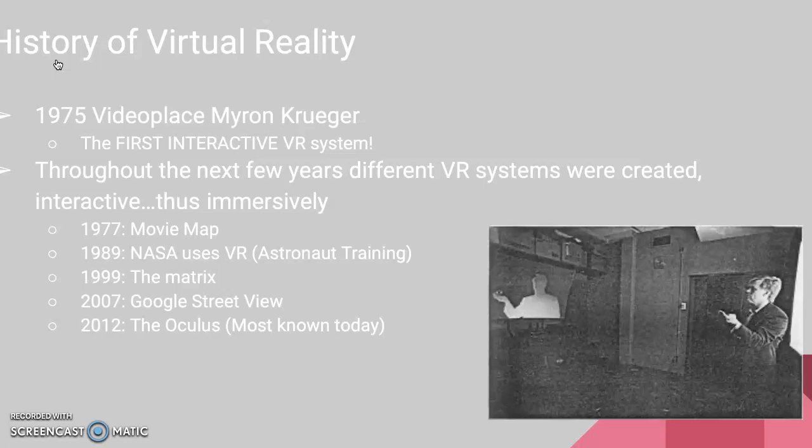Throughout the next few years, different VR systems were created. They were all interactive and immersible, which is what we're talking about today. The top ones from 1977 to 2012 were the Movie Map, NASA using the VRs for the astronaut training, the Matrix movie, which is very popular and definitely one of the most popular movies out there, Google Street View, which is something that I know I still use, and the Oculus, which is definitely most known today for VR.